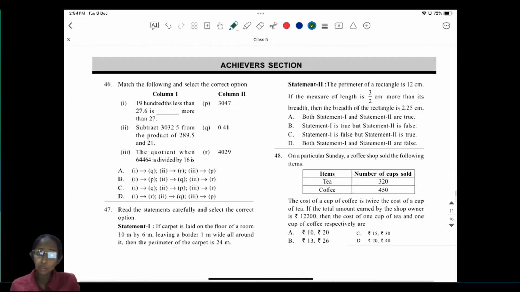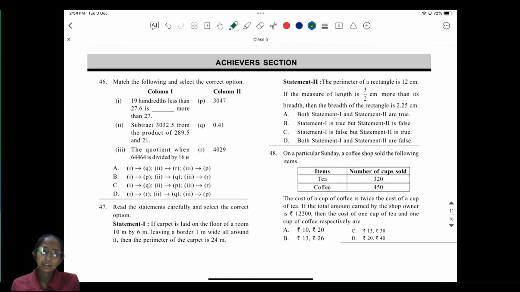Now coming over to the achievers section. Match the following and select the correct option. 1900th less than 256 is dash more than 27. So 27.6 minus 1900th. That means this is 4100th more than. So first we'll go with Q. That means either my option A or my option C is the answer.